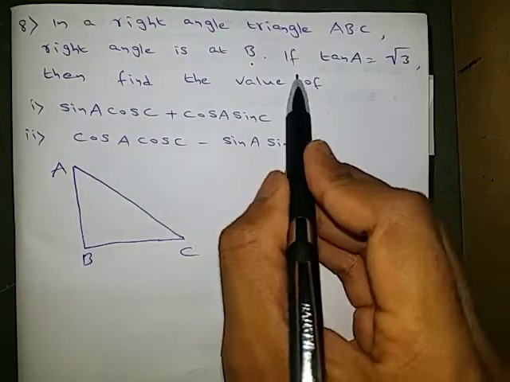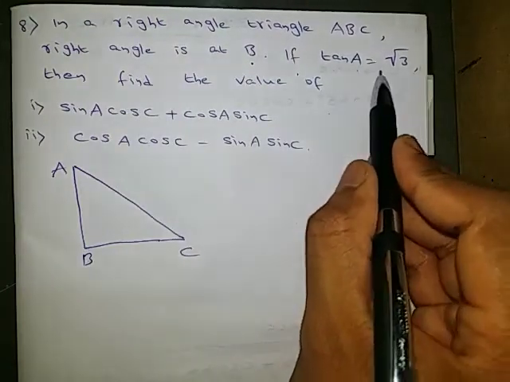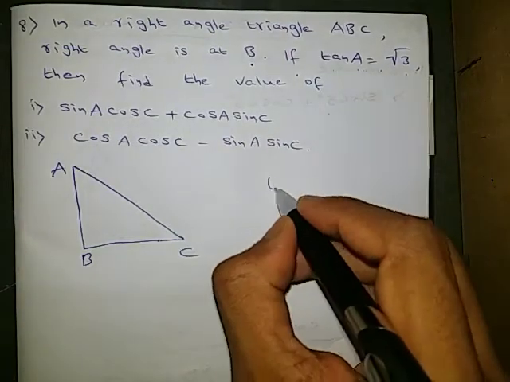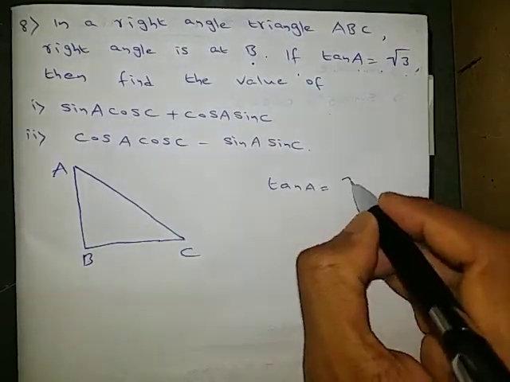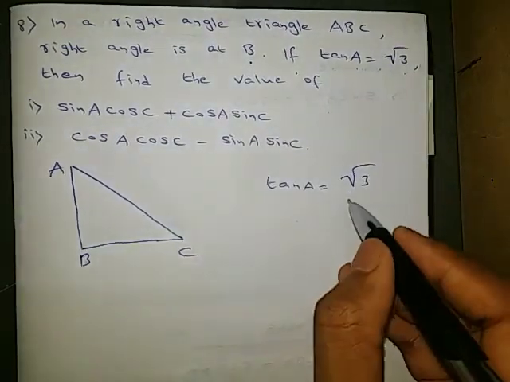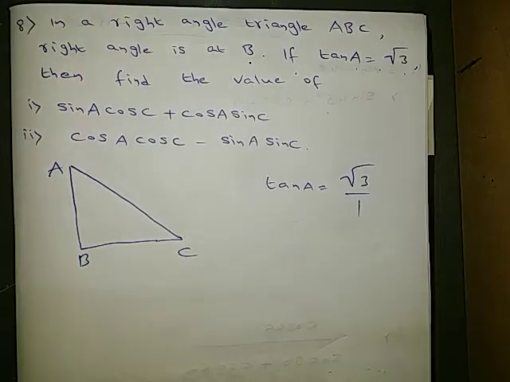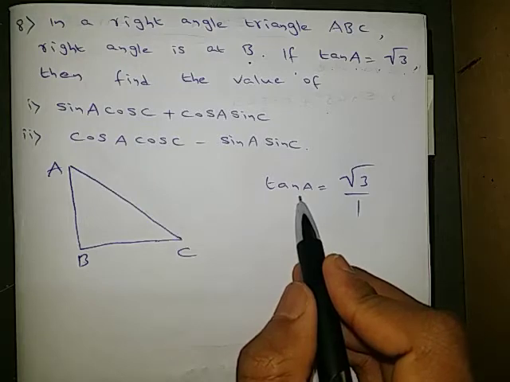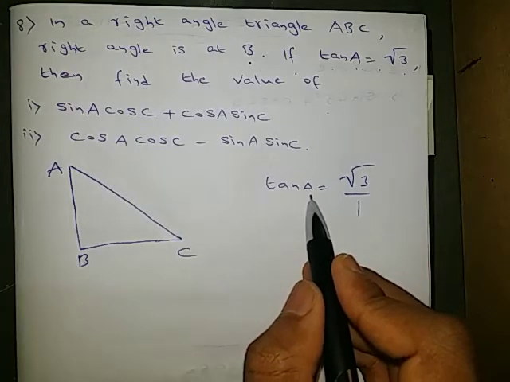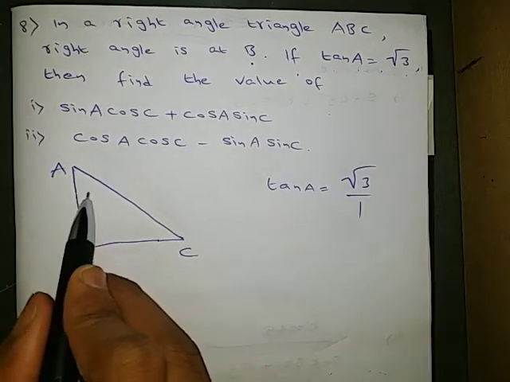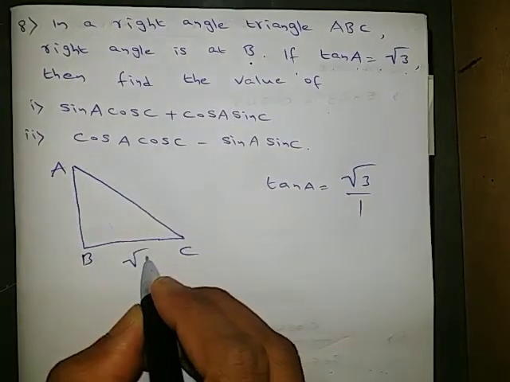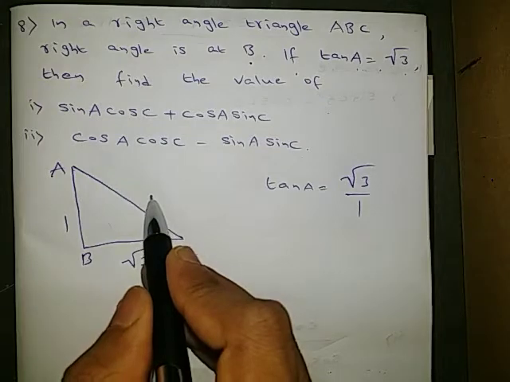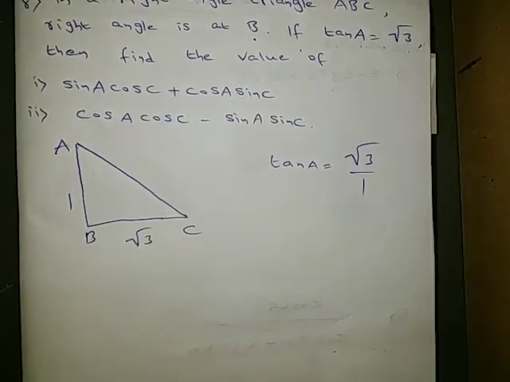Next, tan A is equal to root 3. This root 3 I will write as root 3 by 1. Tan is nothing but opposite by adjacent for angle A. So for angle A, the opposite will be root 3 and adjacent will be 1. So now we need to find out the third side, that is AC.